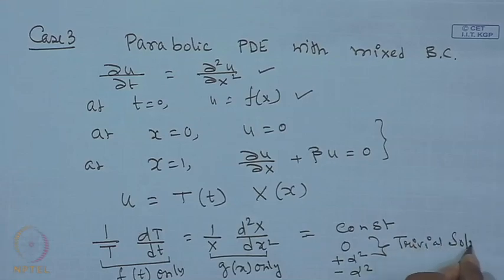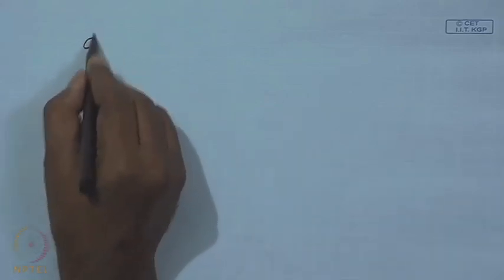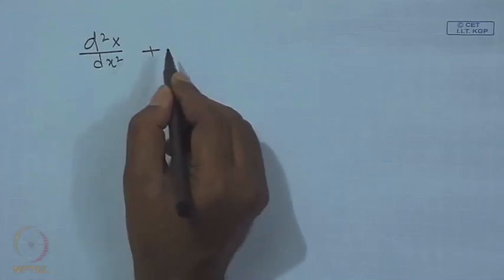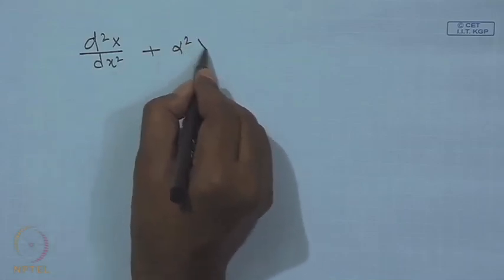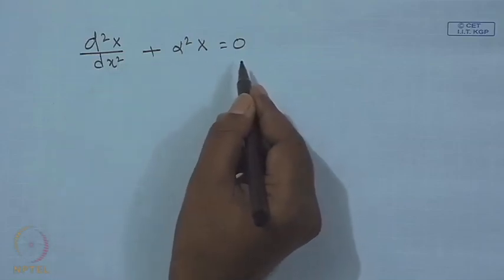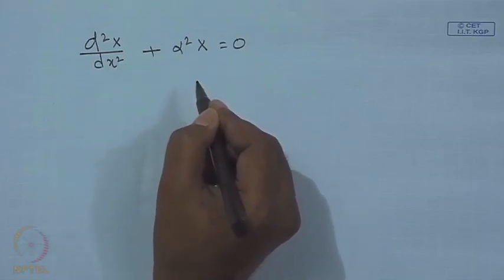So, therefore, in order to get a non-trivial solution, this constant must be negative. So, if you look into the solution, this becomes d²X/dx² plus alpha square X is equal to 0. So, this is again a standard eigenvalue problem or Sturm-Liouville problem.